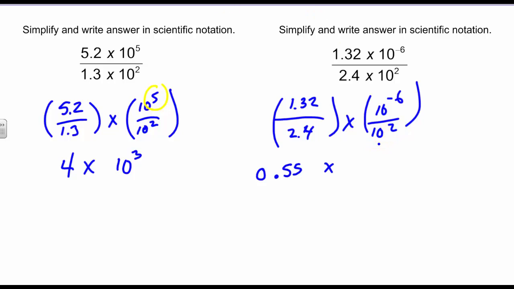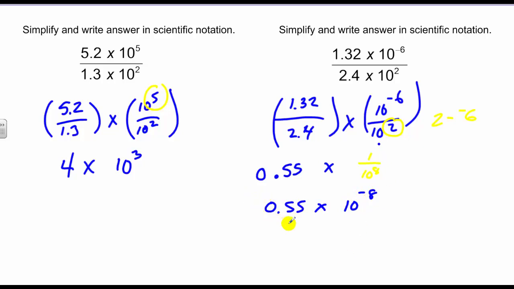Again, we're going to find the biggest power, which is in the denominator, and subtract. So I have 2 minus a negative 6, which is 8. And I put that answer in the denominator, which is 1 over 10 to the 8th. However, we're writing this in scientific notation, so we have no fractions. So this goes 0.55 times, take the reciprocal, 10 to the negative 8th.